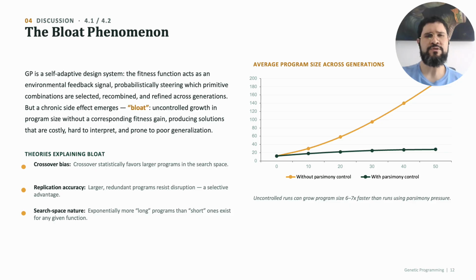Three theories try to explain why this happens. Crossover statistically favors larger programs. Larger, redundant programs are more resistant to being broken by mutation. And simply, there are exponentially more long programs than short ones for any given function.